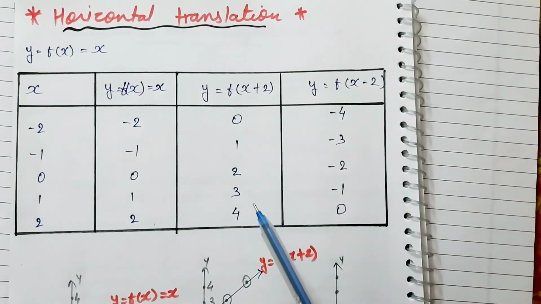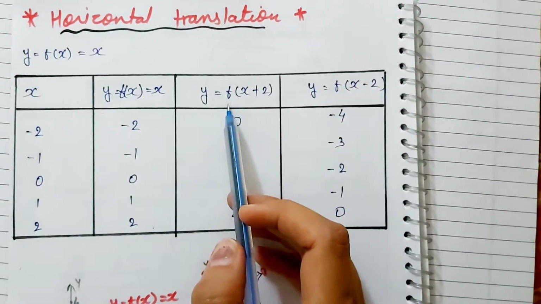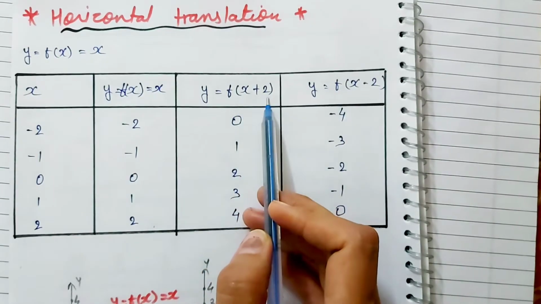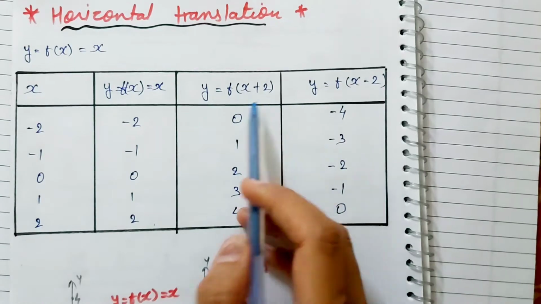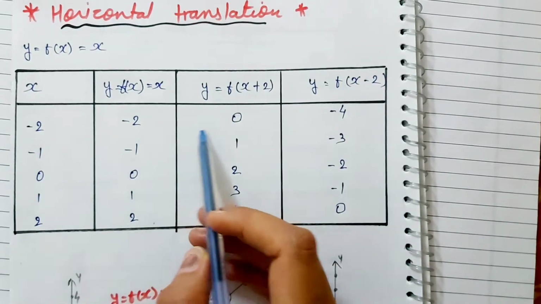Now let's apply the transformations. So y is equal to f of x plus 2. I want you to understand that this plus 2 is inside the bracket. So whatever value I'm getting here, I'm just adding plus 2.